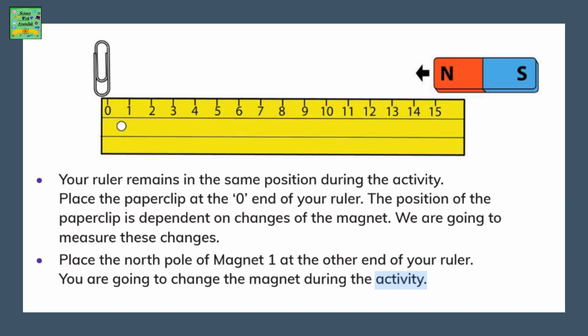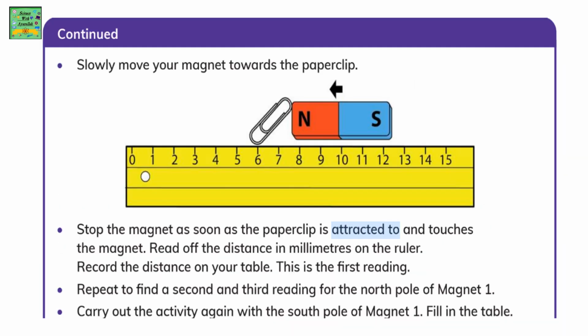Place the north pole of magnet 1 at the other end of the ruler. You're going to change the magnet during the activity. Now slowly move your magnet towards the paper clip. Stop the magnet as soon as the paper clip is attracted to and touches the magnet.